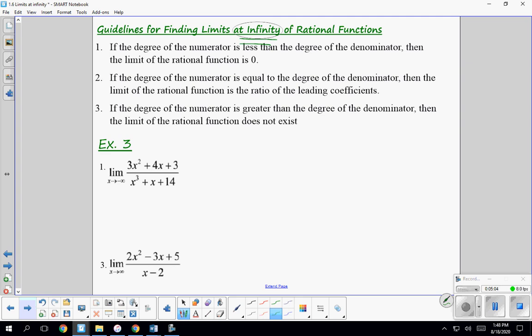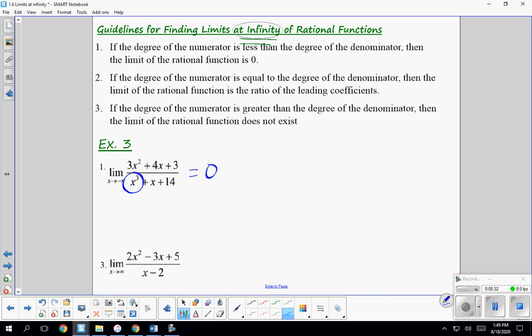So if you were to use these, we would look at the highest degree in the numerator and denominator. So here we have a higher degree in the denominator, and it says the degree of the numerator is less. We're going to use rule number 1 here, and you don't have to write that down, but the numerator is less than the degree of the denominator, then the limit is 0. So that just means the entire value of the limit is 0.